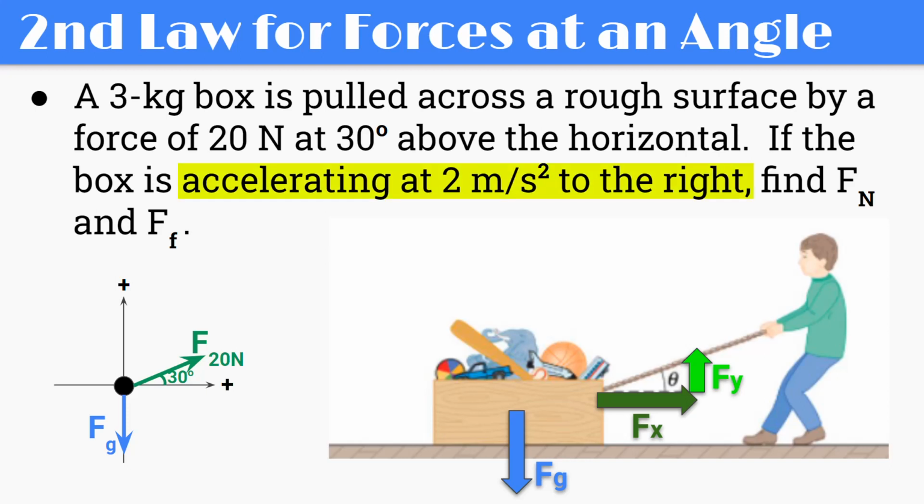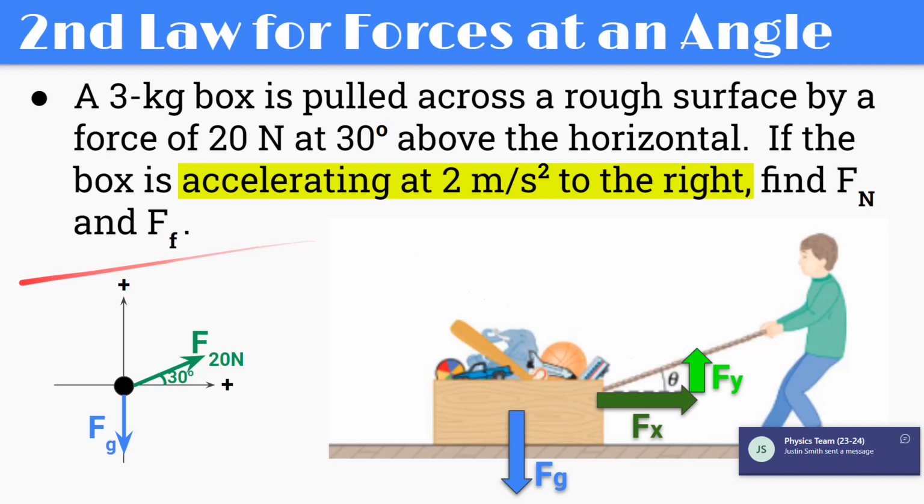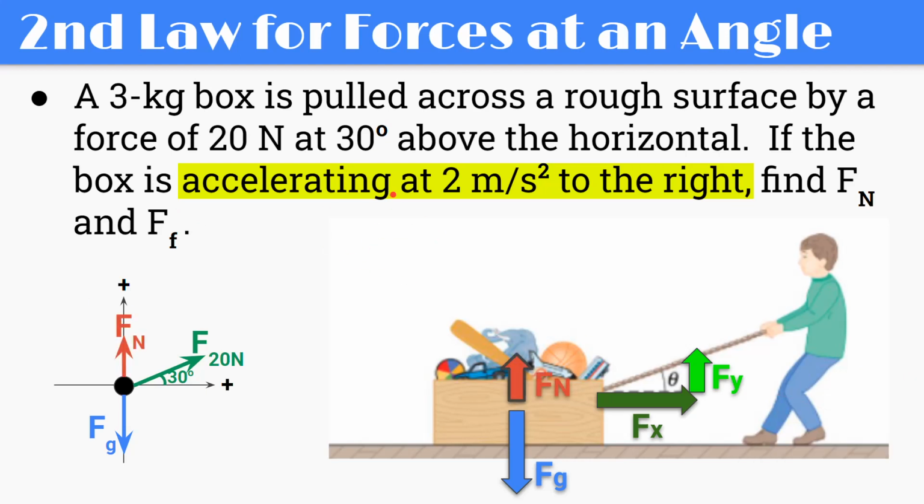Other forces to consider. So before I draw the rest of these, it does tell me that this box is accelerating to the right. What that also tells me, though, is that it's not accelerating up or down. This box is simply moving across the surface with a rightward acceleration, but that means that my vertical forces need to be balanced. And so whenever I go to draw in other forces, I know that I have Fg in a downward direction, but I also know that I'm going to have Fn in an upward direction.